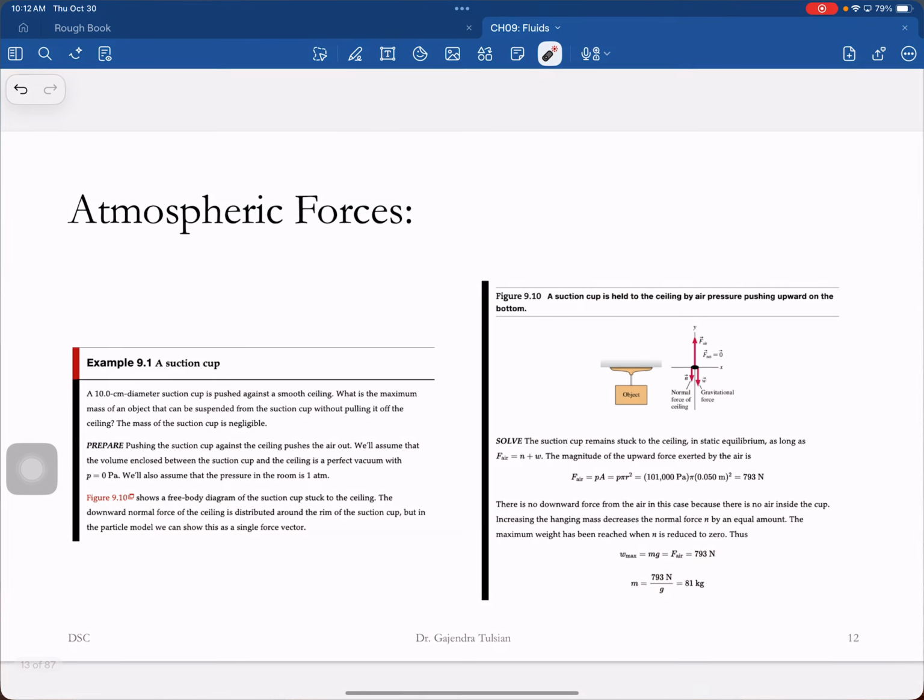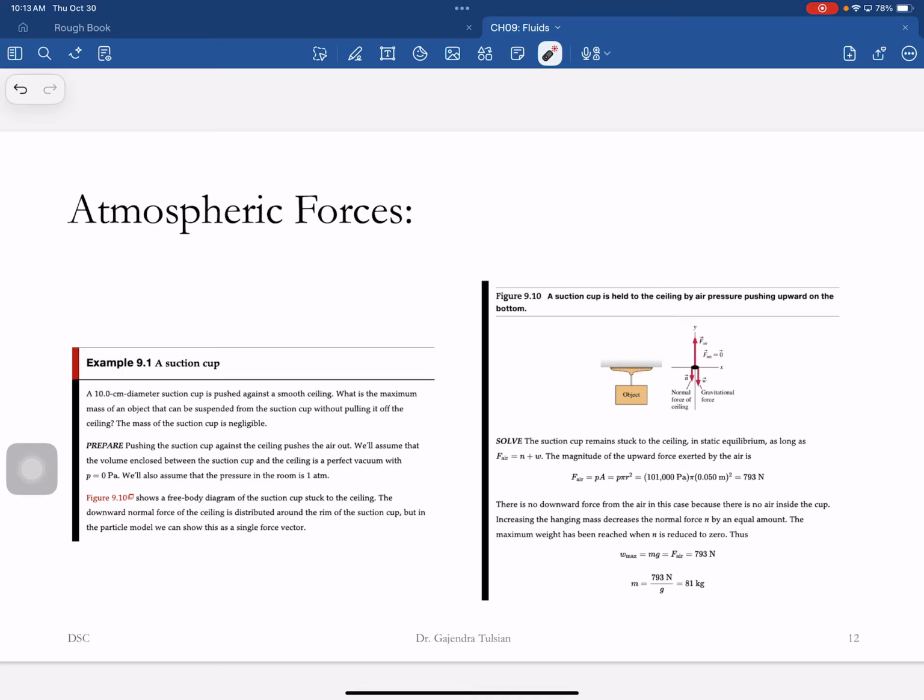All right, so let's look at those forces. Okay, so here's a suction cup. The area of this thing is 10 centimeter diameter, so it's about that big. It's roughly the size of your palm. Okay, so you're going to put this suction cup and attach it to the ceiling, and let's see how much weight you can attach to the suction cup. So how's this working? You've removed all the air there, and the air is holding this up.